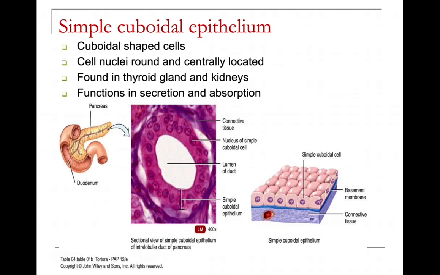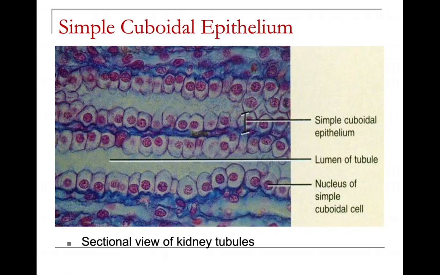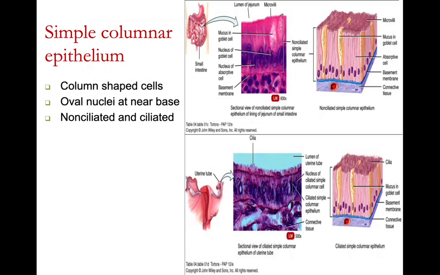So with simple cuboidal epithelium, the cell nuclei is round and usually centrally located. So glands like the thyroid, also in the kidneys, good for secretion and absorption. So here you can see them forming a duct, and that's the lumen in the center. So here's a sectional view. Again, you can see nice round nucleus.